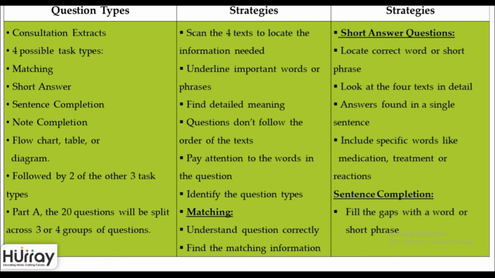Now, when you are given matching the information type of questions, you must try to understand the question correctly. A lot of times, students just look at 1 or 2 words and find similar answers in multiple paragraphs or multiple texts. This often happens when you are not able to understand the question correctly. So first, understand the question. Check the context within which the question is given and what is the main idea in that question. Then go ahead and find the matching information on the basis of your reading skills.